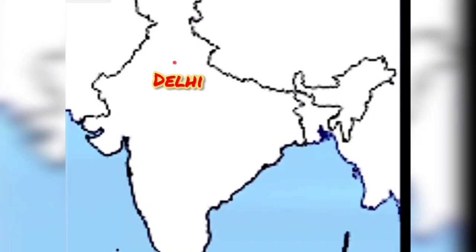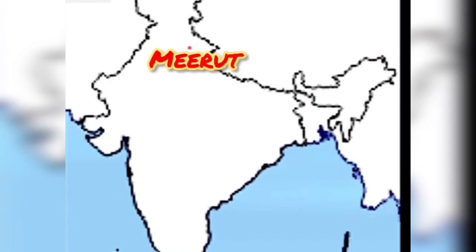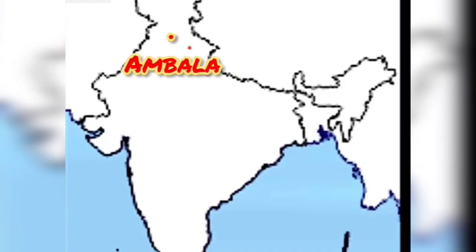Here you need not draw the line, like in a world map. You have to keep the dot and then write under that dot. This is Delhi. This is Meerut. Okay, children. Then this one, Ambala.